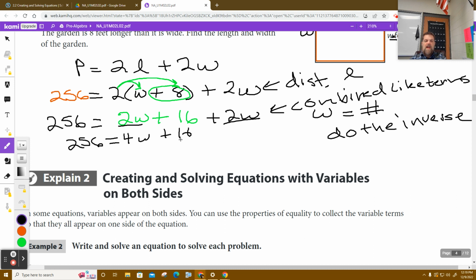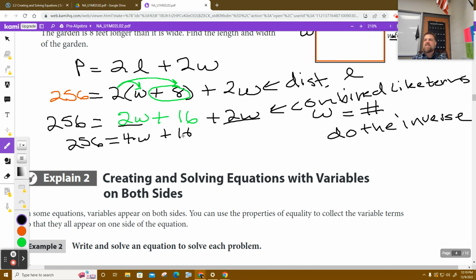Okay. And then what do I do to solve? Well, I want to get W by itself, so I can move the 4 or the 16. The 4 is always moved last. The number in front of the letter. Do you guys remember the fancy word for the number in front of the letter? Starts with the letter C. Coefficient. So the coefficient is always the last thing we move.